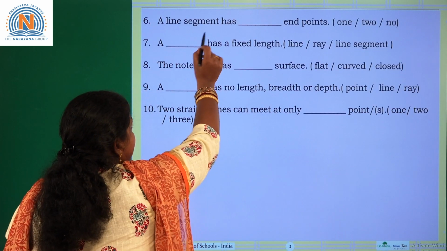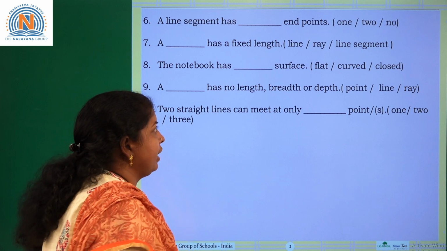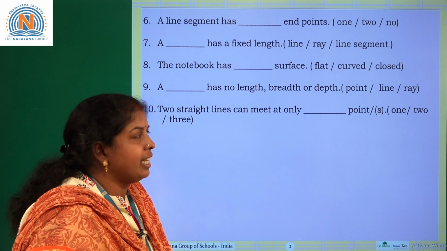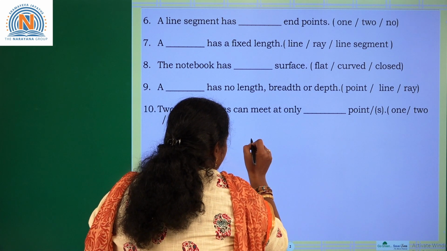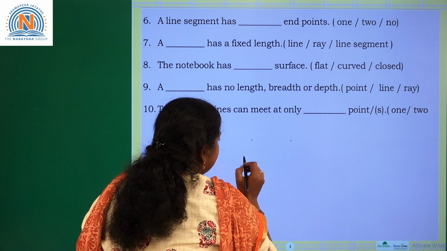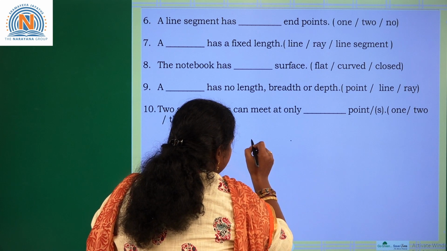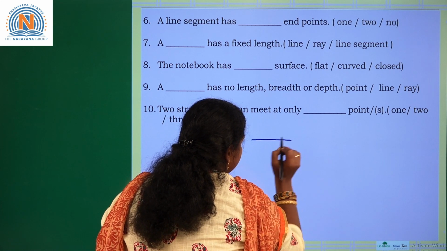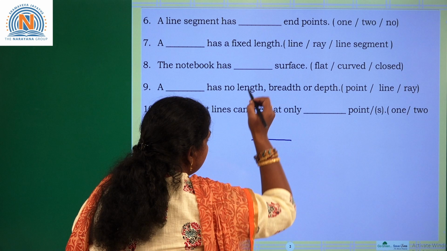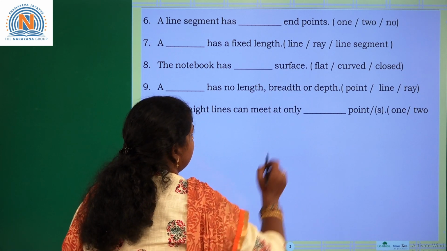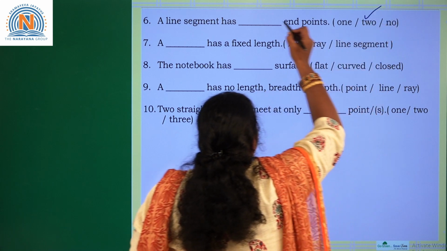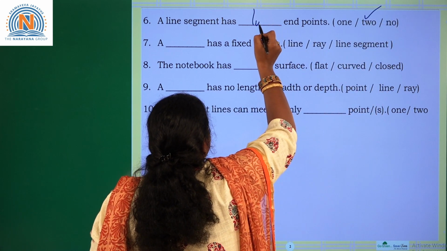A line segment has dash end points. How many end points are there for a line segment? 1 or 2? To draw any line segment, I will take one initial point and one final point, and I will join these 2 points. So, I need 2 points to draw a line segment.